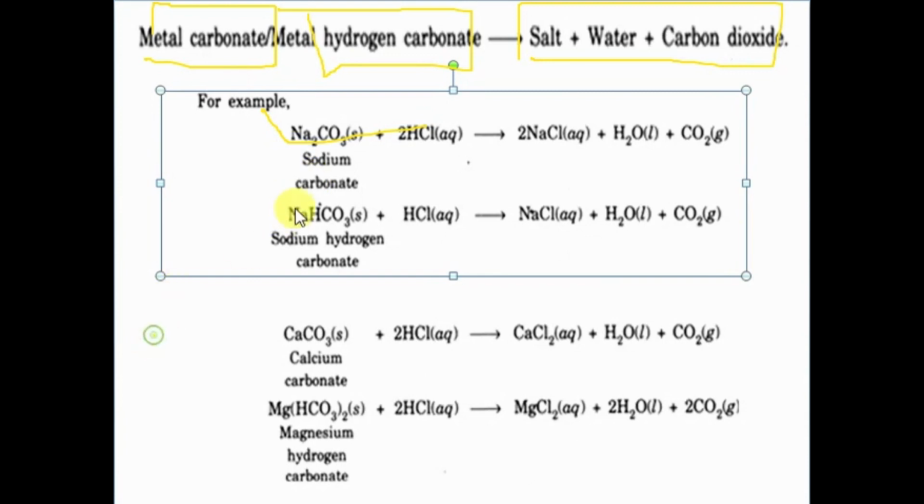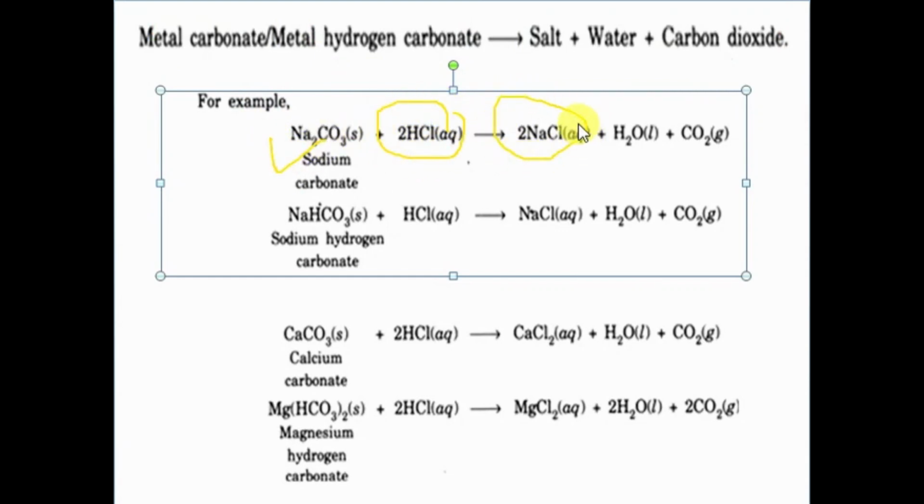So this is the reaction. Here you can see that we have a metal carbonate and HCl, and it is reacting to form salt, water, and carbon dioxide. Examples are calcium carbonate, magnesium hydrogen carbonate, or magnesium carbonate also, you can take that. So this was the other reaction which we have.